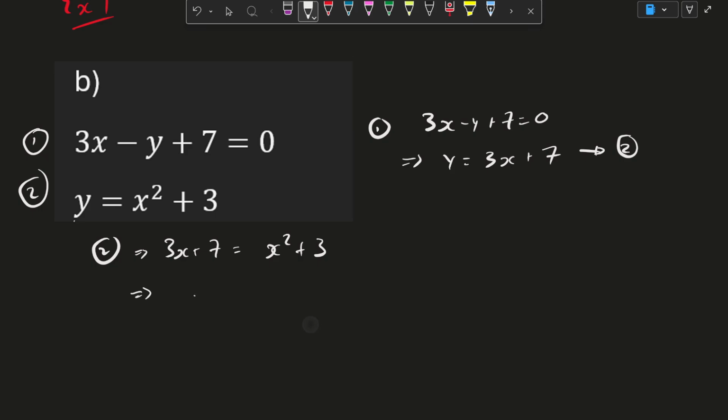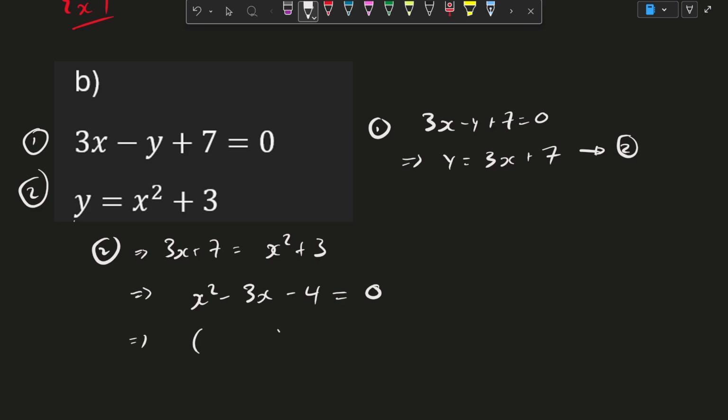So rearranging, we get x squared, the 3x is going to come over, and 3 take away 7 is negative 4, and that's equal to 0. In this case, we're going to get two real solutions. We just need to determine what they are.